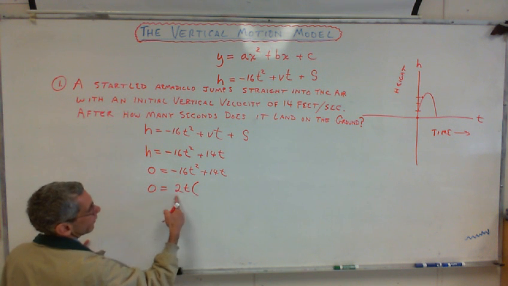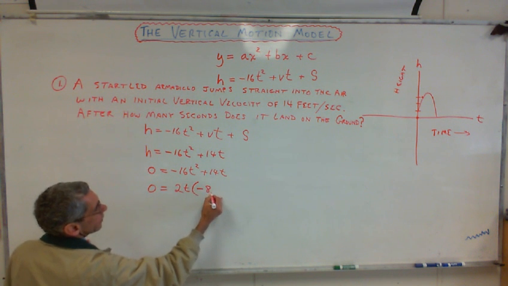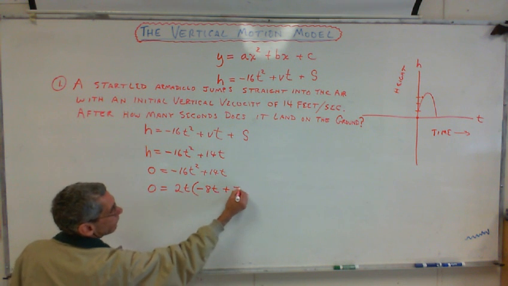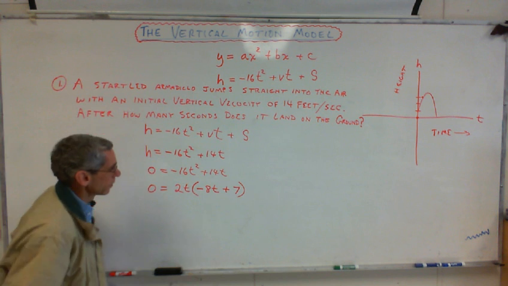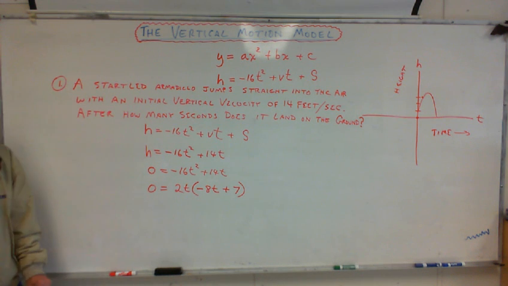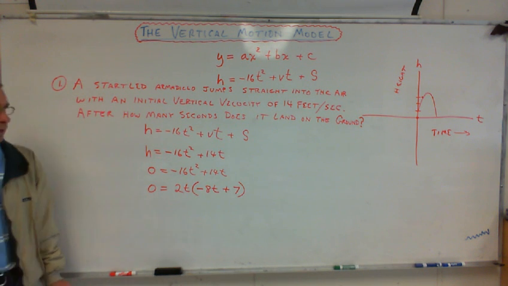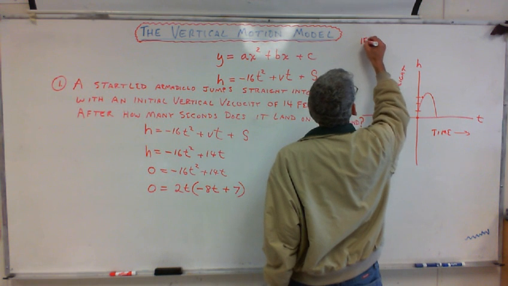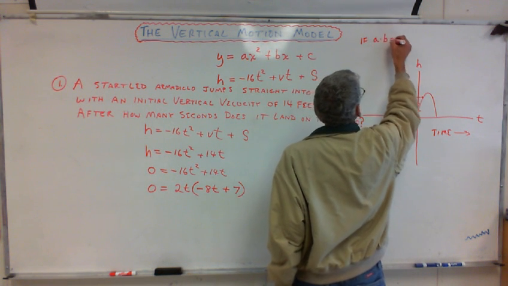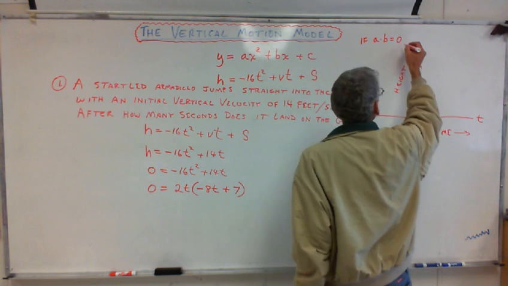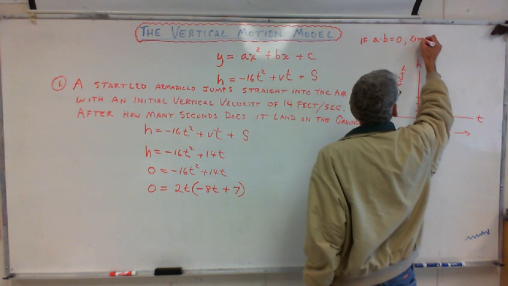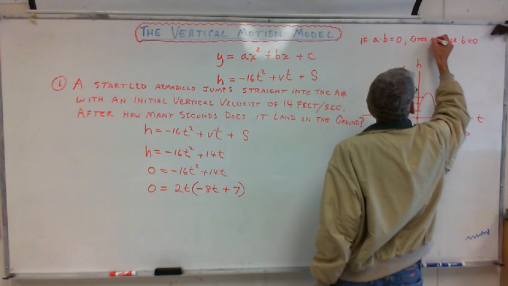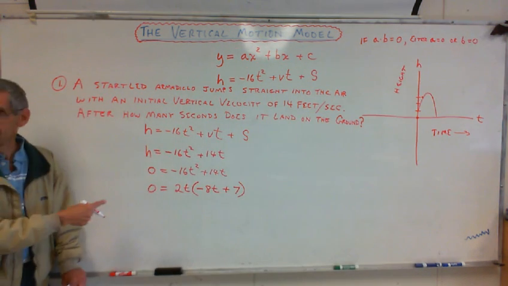Negative 16 divided by 2 is negative 8, and t squared divided by t is t. Plus 7. Now remember that little rule. I'm going to even write it down. If A times B equals 0, then either A equals 0 or B equals 0. All right, so where's my A in this?